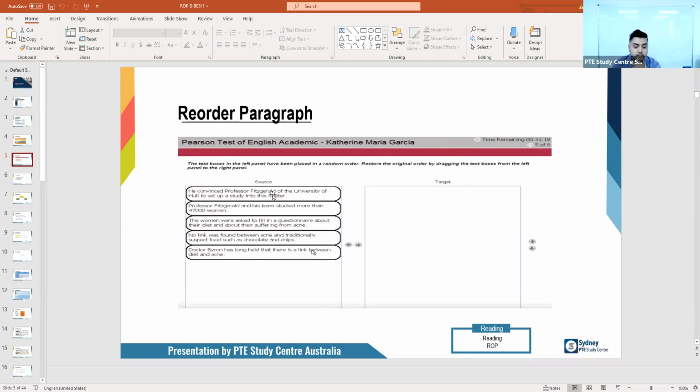So your task is to move the text boxes from the left panel to the right panel. Drag and drop here and put them in the order. You can click and then drop here and put them in the order. If you don't think that is the right order, you can just take it back again. So it's flexible, it's not rigid. You can always go back and forth. For example, if you think this is your first sentence, click that and drop it here. And if you think this is the pair for it, your second sentence, click that and move it here so that they will be in one correct order.